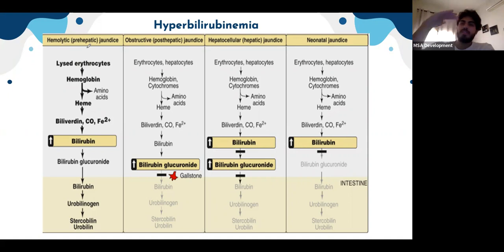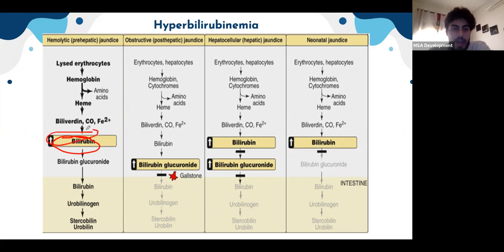So we get deficiency at different parts of the cycle. When we're talking about prehepatic, we're talking about the problem with bilirubin before it even gets to the liver. We don't worry about the conjugated part because that has already happened in the liver. We're talking about the part where it's unconjugated, which happens in the bone marrow or the spleen. So here we have very increased bilirubin.